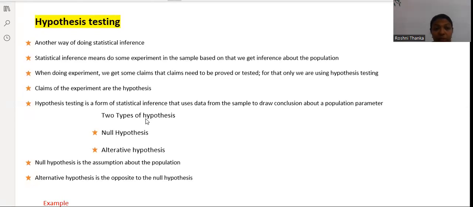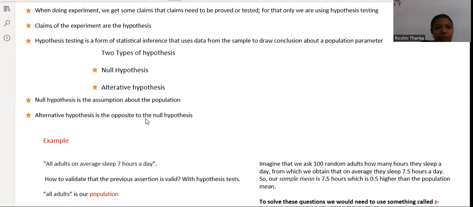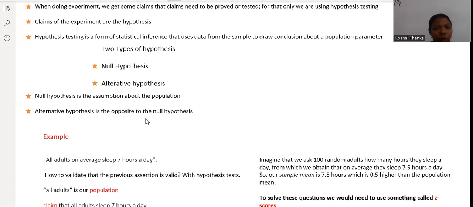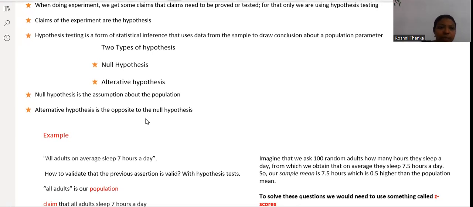So the claim which we raise is the hypothesis, and hypothesis testing is a form of statistical inference that uses data from the sample to draw conclusions about the population parameter. There are two types of hypotheses: the null hypothesis and the alternative hypothesis. What is null? We'll see with examples so that you'll understand. The null hypothesis is the assumption about the population. The opposite of the null hypothesis is the alternative hypothesis. Let's see with an example.